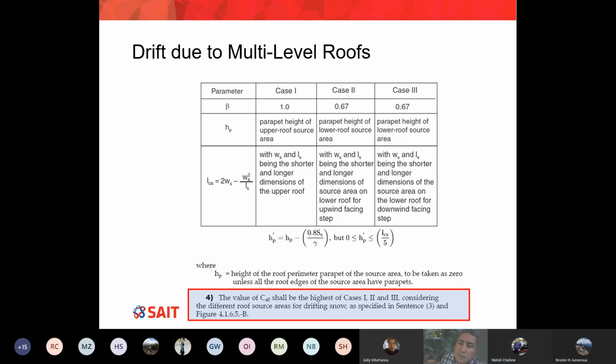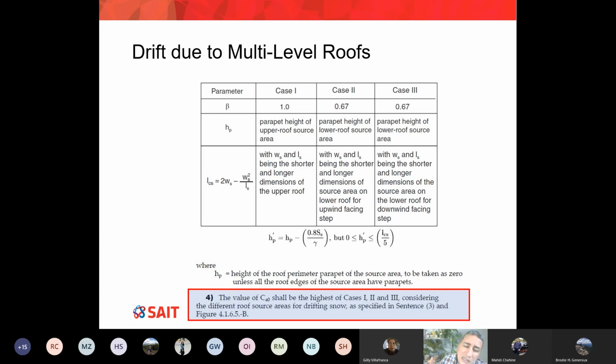That's correct. Because we have no control over where the wind can blow, we have to re-estimate the whole thing three times: one time based on the case number 1 assumption, then number 2, and then number 3. And then what should we do at the very end? Read statement number 4, which I boxed out in red: the value of CA of 0 shall be the highest of case 1, case 2, and case 3, considering the different roof source areas of drifting snow. So guys, here is the answer.